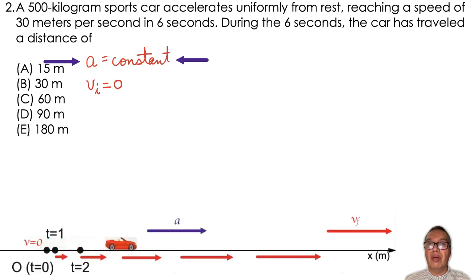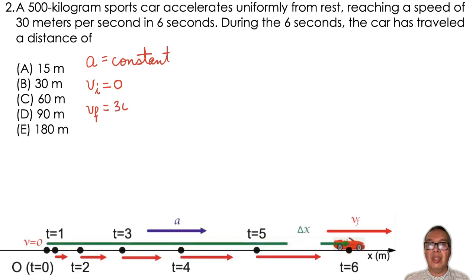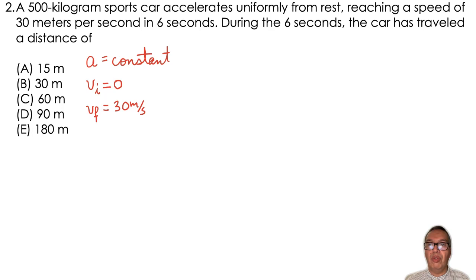The final velocity is 30 meters per second. And the time interval for the motion is 6 seconds. And they want you to find the displacement of the car.